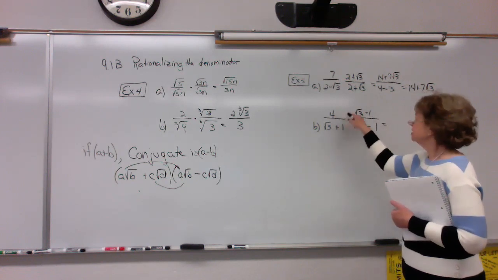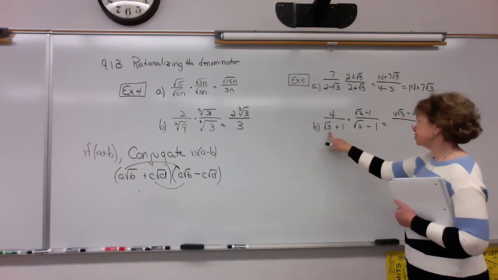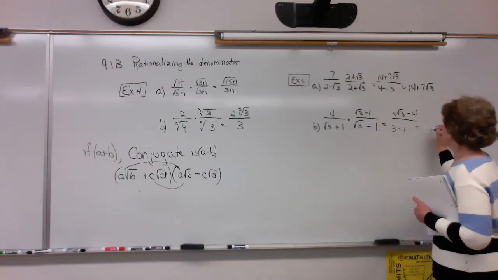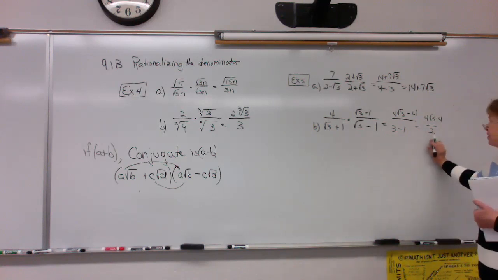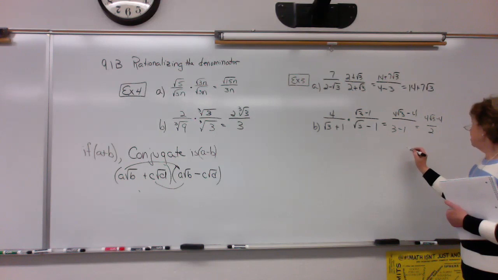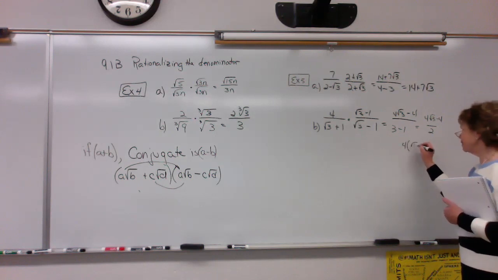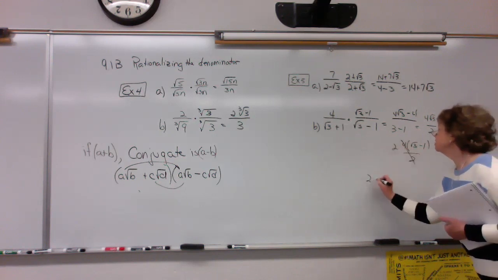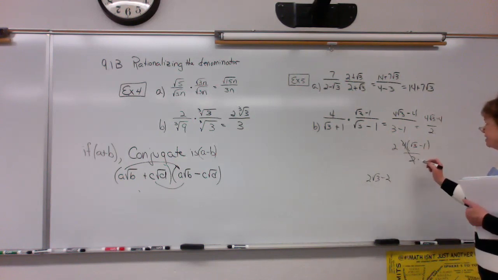And multiply. So 4 root 3 minus 4 over a denominator of the square root of 3 times the square root of 3 is 3, minus 1. So this is going to be 2. And I'm going to have 4 root 3 minus 4 over 2. I've got to simplify. So if I factored out a 4, or a 2, 4, that looks better. Square root of 3 minus 1 over 2. I'm reducing, so I have 2 root 3 minus 2 would be my final answer after I simplify.